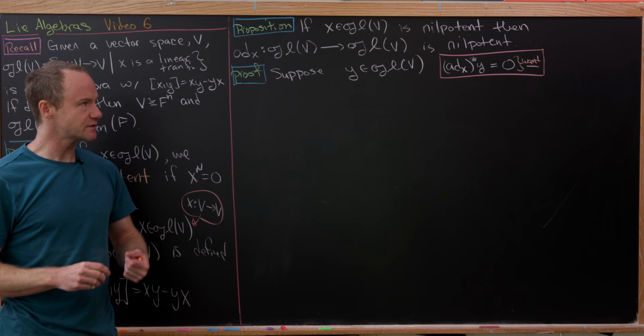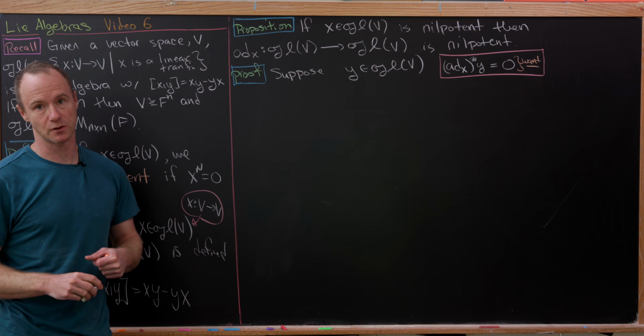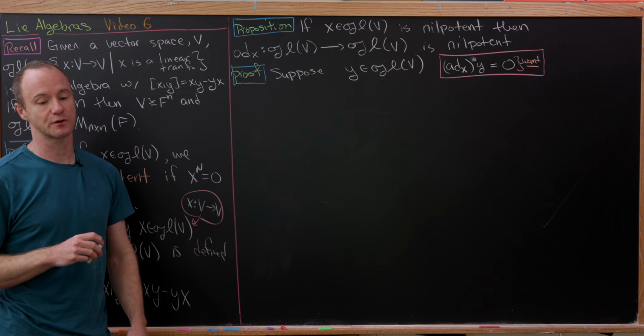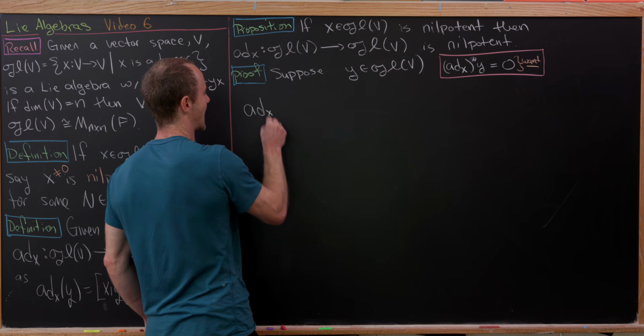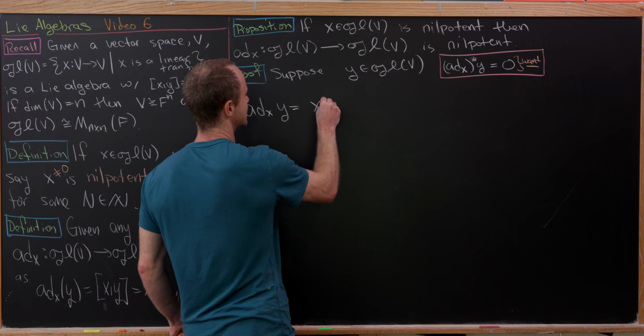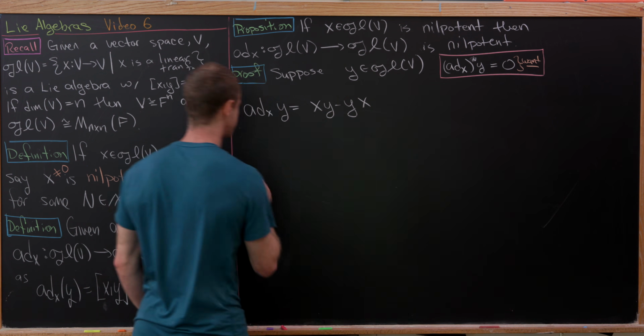Okay, well, how might we do that? I think the best way to do that is to look at some powers of ad x applied to y and see if we can see some sort of pattern emerging. So let's start with the first power. So ad x applied to y, well, that's simply xy minus yx by definition down here.